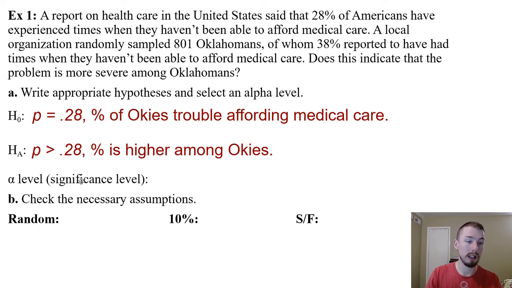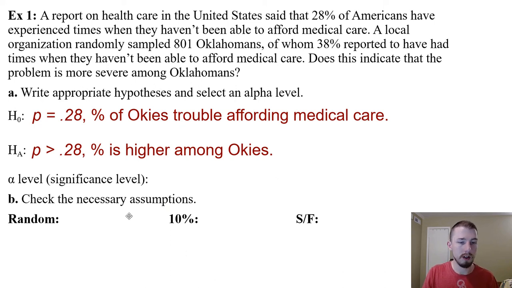Next thing we need to do is select the alpha level. We're going to default to the 5%. This isn't a matter of life and death, like death row or life sentences, and it's not like we're dealing with candy. This is fairly important. So we're going to select an alpha level of 5%.